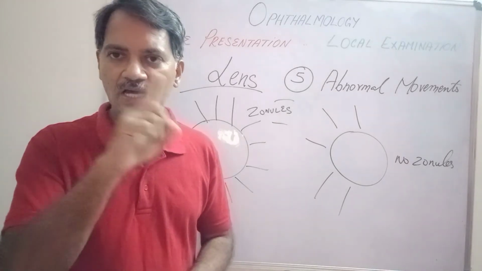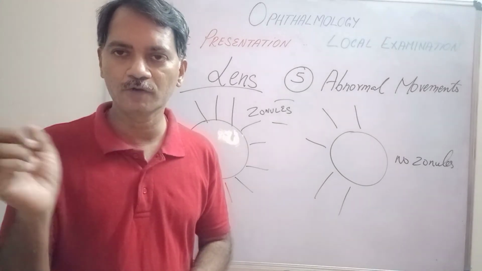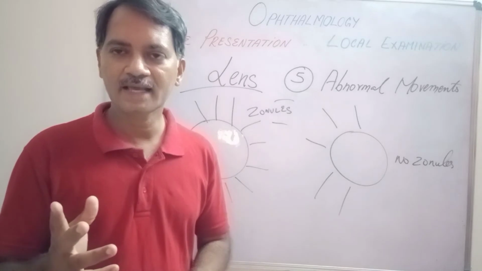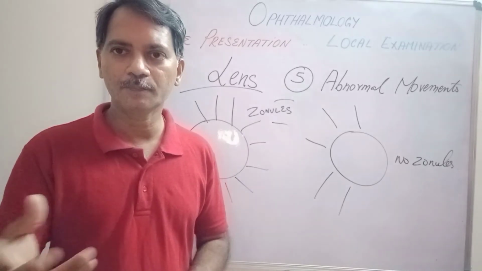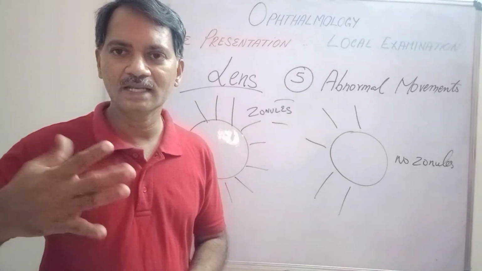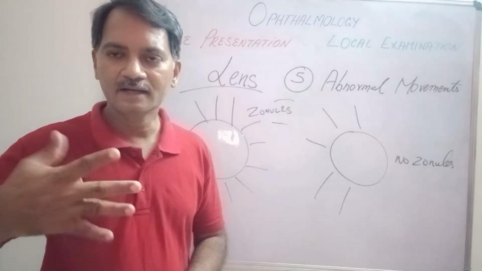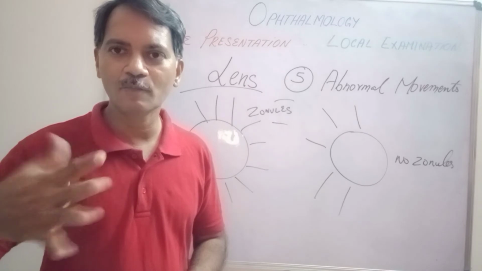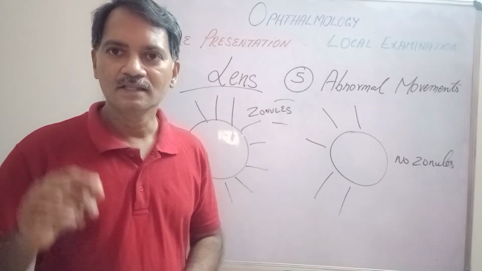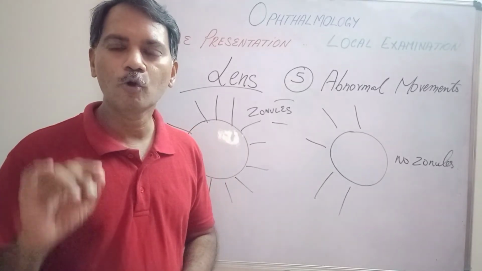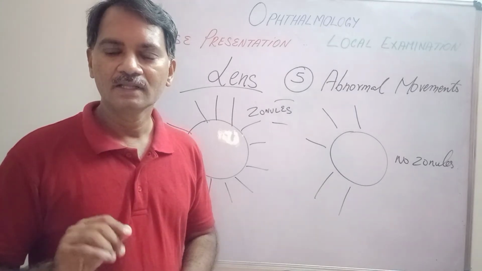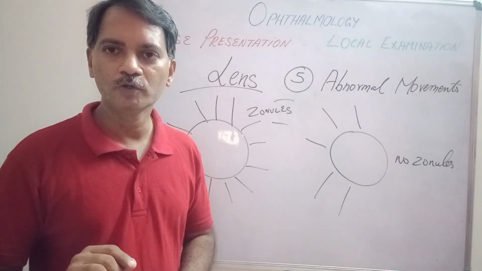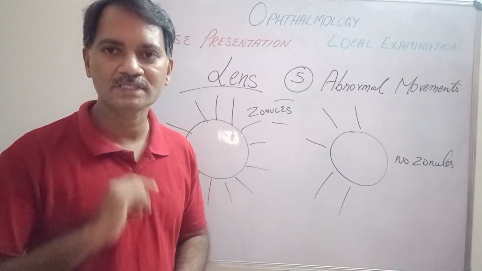When a person is asked to move his eyes to and fro, the lens has lost its full support. So what will happen is the lens will have fibrillating movements like this. This is called tremulousness of the lens. This is called phacodonesis. The support of the zonules is not fully present.